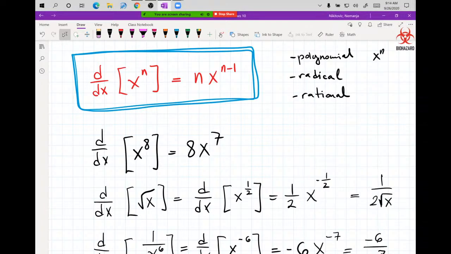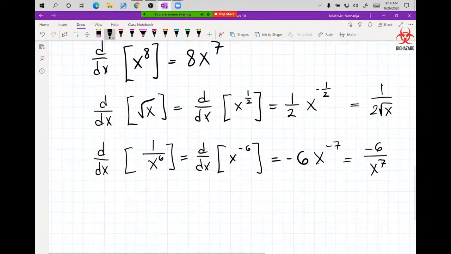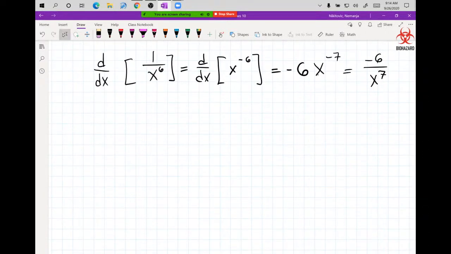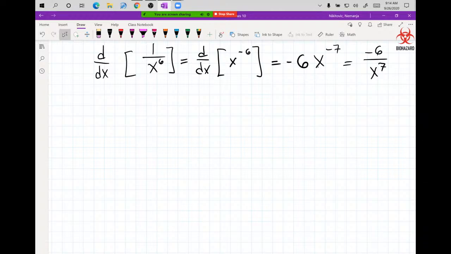There we go: polynomial, radical, which is the nth root of x, and rational, 1 over x to the n. So those are all different types of problems that you can cover with this. And now we're going to have another rule. We're just going to do the basic one. The more in-depth rule will be learned later for different bases.